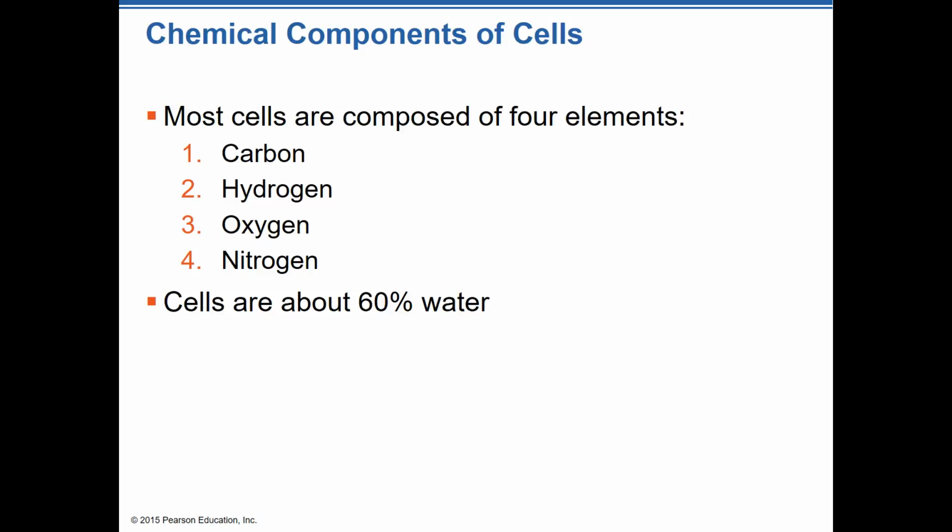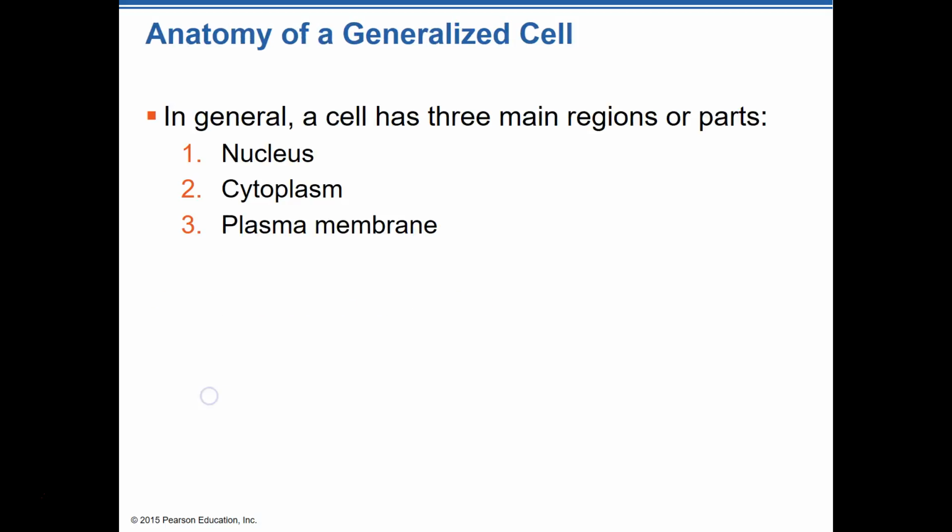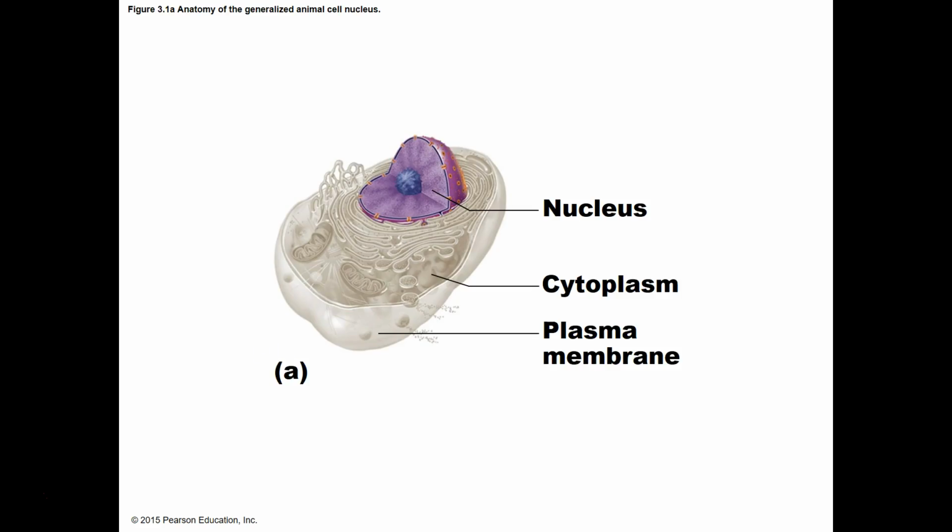So, most cells are composed of 4 different things: carbon, hydrogen, oxygen, nitrogen. Be aware that there are some other trace elements in there too, but these are the main things that make up cells. And they're about 60% water, so there's a lot of water in cells. In general, there's 3 main regions or parts of a cell that we're going to look at: the nucleus, the cytoplasm, and the plasma membrane.